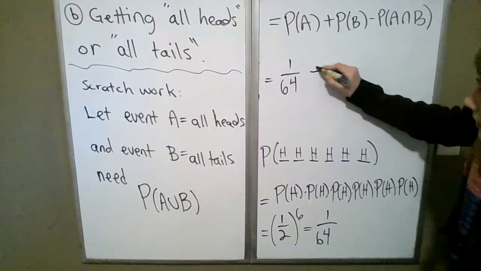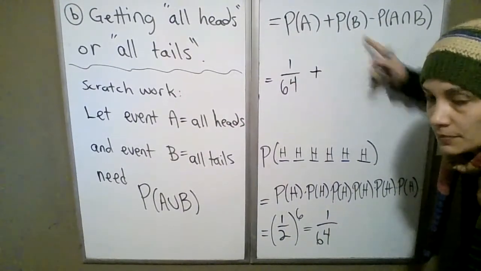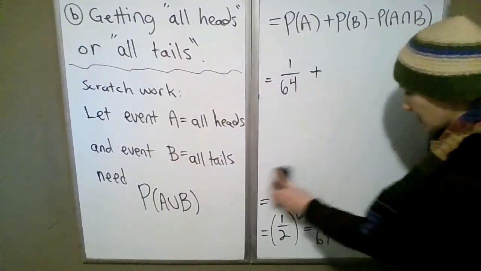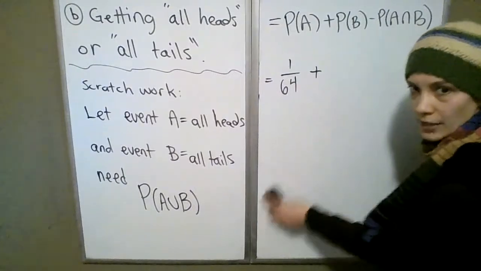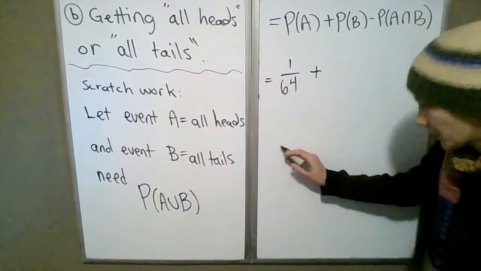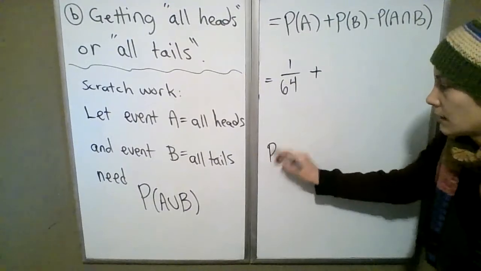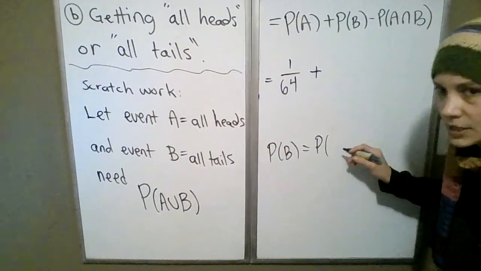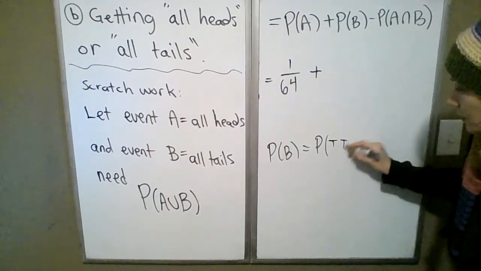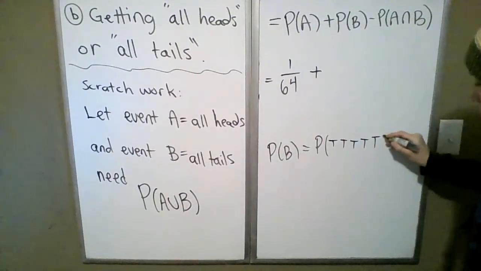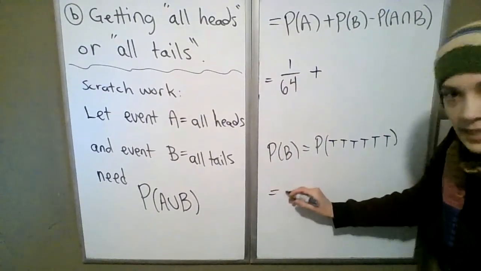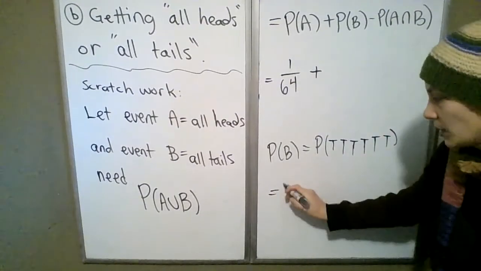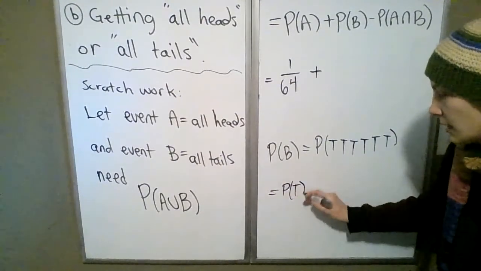All right, plus. This is the probability of getting all tails. So it's very similar to getting all heads, but we're going to talk through it for a second. This is like extra scratch work aside from your scratch work. The probability of B means the probability of all tails, which is 6 tails in a row. And this is for independent events. Each flip is independent of the next. So you can multiply all of these together 6 times.